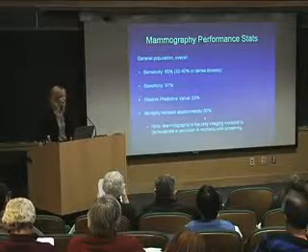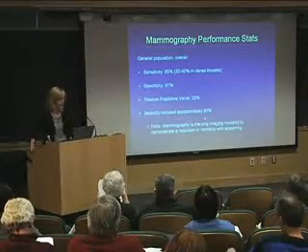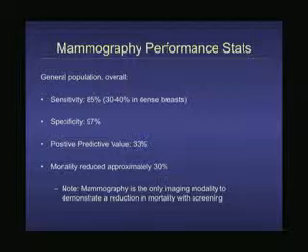So how does mammography do overall? For the general population, they say the sensitivity is about 85%. Okay, so of 100 cancers, we'll find 85 of them. But that will vary somewhat depending on the breast density. And in dense breasts, it's been reported to be as low as 30 to 40%. All right?